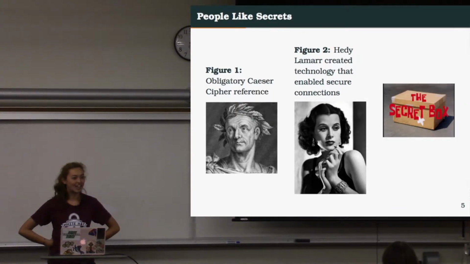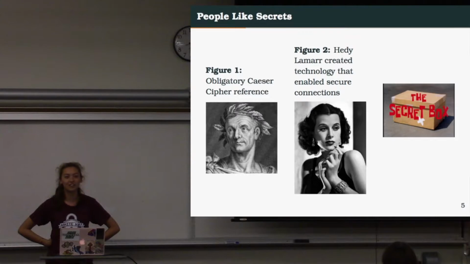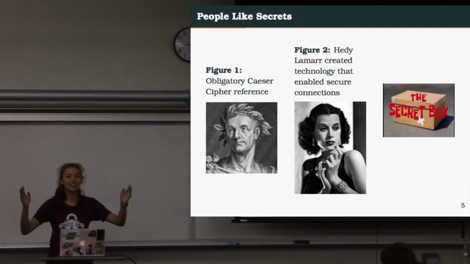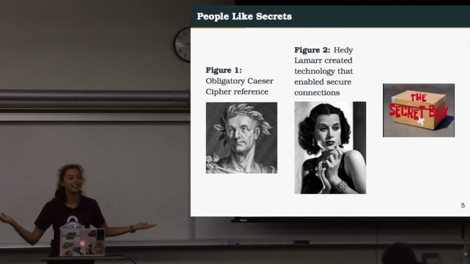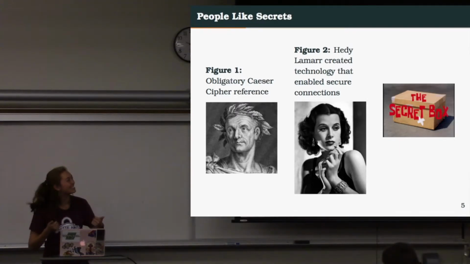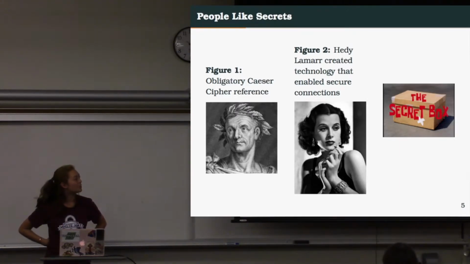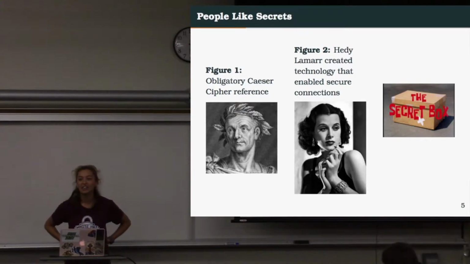So people like secrets, right? Everybody likes to have a couple of secrets in their life. This is a cryptography talk, so if I didn't mention the Caesar cipher, I think something would be amiss. You take all the letters and you shift them over a little bit, and then you've got yourself a Caesar cipher. Congratulations. A cool lady named Hedy Lamarr created a technology in World War II using radio frequency waves that established secure connections, and is sort of the basis for Bluetooth and Wi-Fi now, which is really cool. And in general, people just like to have secrets.